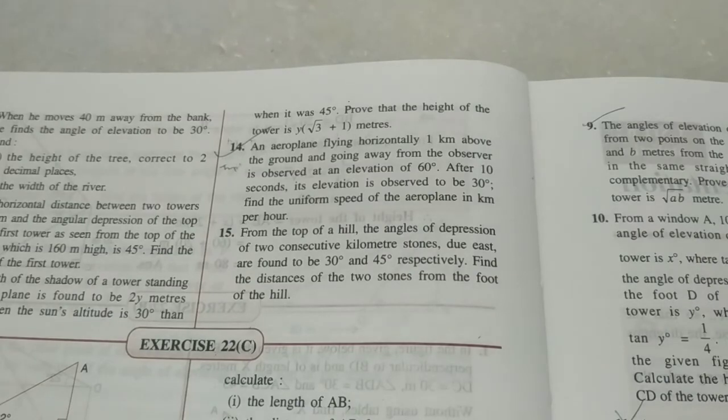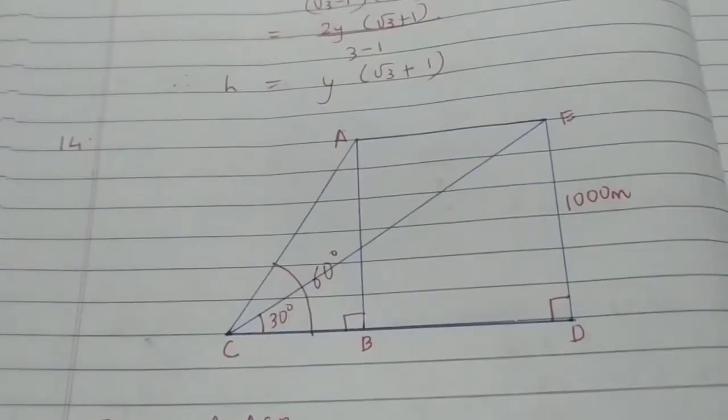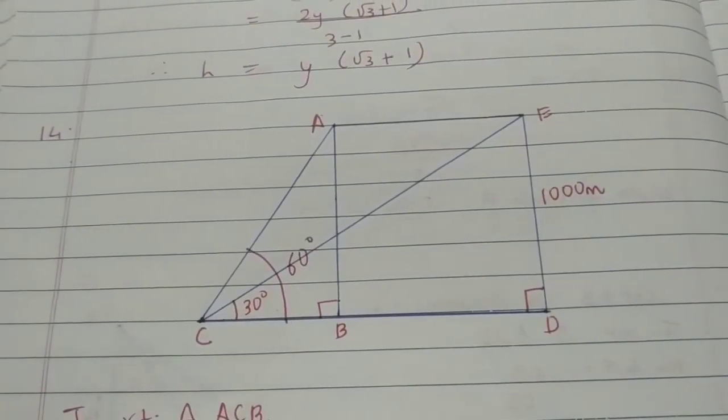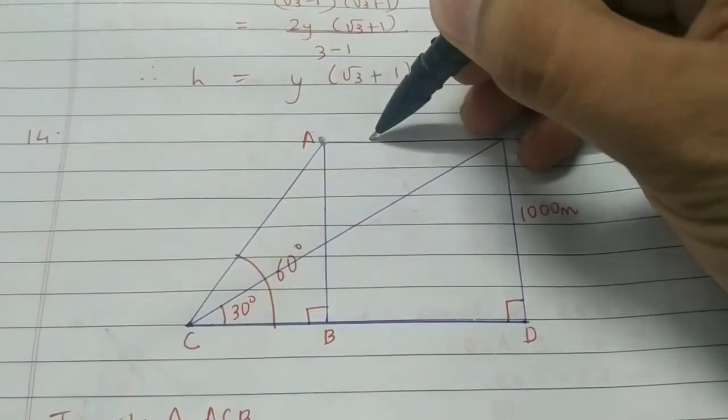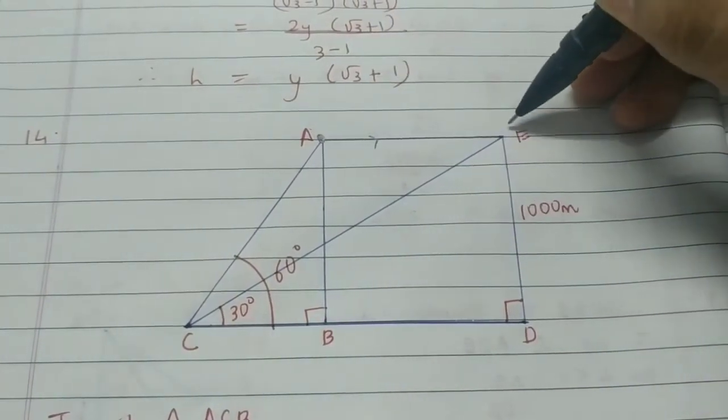First of all, why don't you try to draw the diagram on your own? Come on, this is the last sum. Let's see if you can get it right. Ready? This is the diagram. So this is the initial position of the aeroplane A, and it is moving towards the B, towards E.